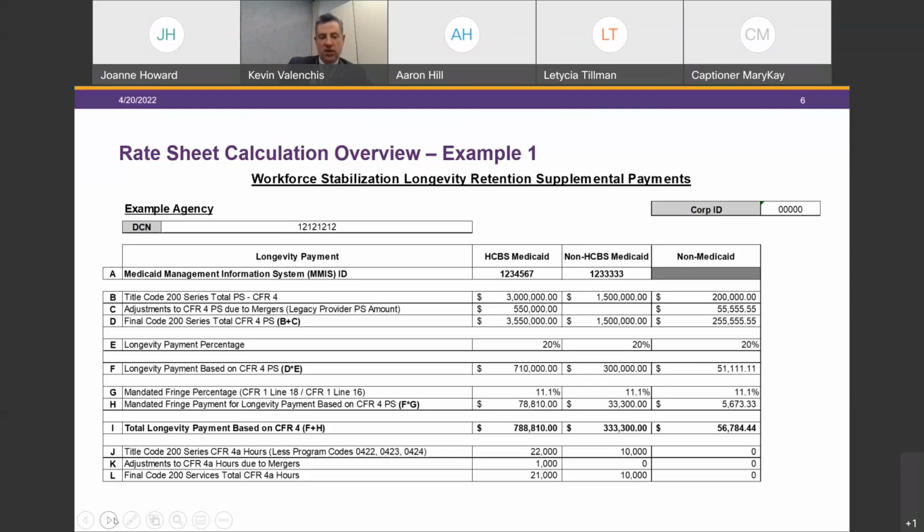Here you can clearly see in row E the longevity payment percentage, 20%, right? That's been well documented. And when you multiply D and E together, so we're taking 20% of $3.55 million in this case in the HCBS Medicaid column, we arrived at a payment of $710,000 in the HCBS column, $300,000 in the non-HCBS Medicaid column, and an interesting dollar amount of $51,111.11 in the non-Medicaid column.